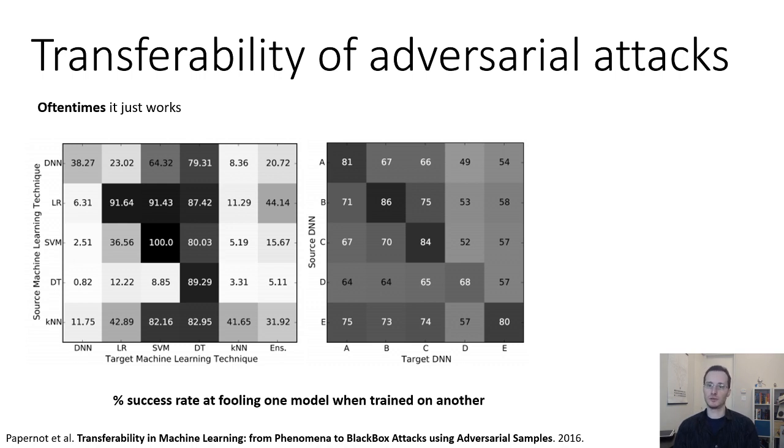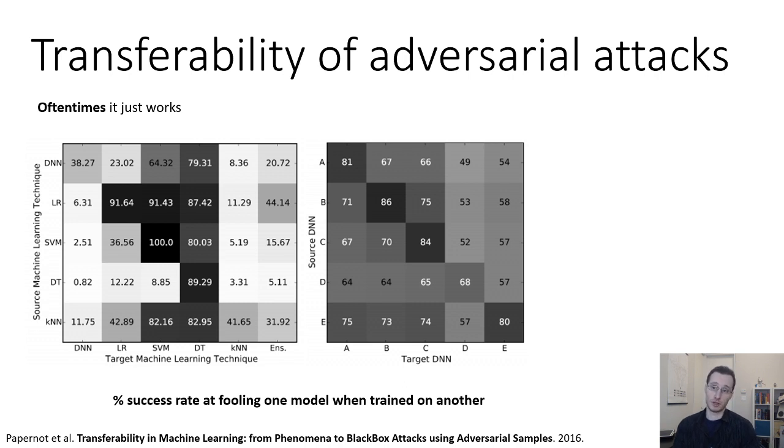So the models on the different rows denote adversarial examples trained for different types of models. So for example, the first row for the plot on the left represents adversarial examples that were all trained to be adversarial for deep neural nets, and then they're tested on different kinds of models. So if you train for an adversarial example for deep neural nets, it'll fool the deep neural net, in this case 38.27% of the time. If you train for an adversarial example for a deep neural net and then test it for logistic regression, that's the second entry in the top row. It'll fool logistic regression 23.02% of the time, and it will fool SVM 64% of the time, and so on.